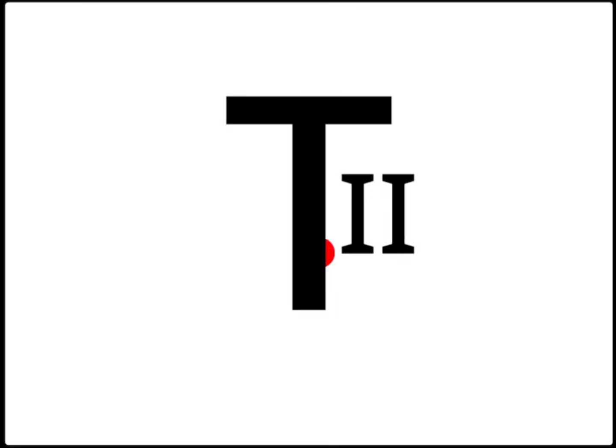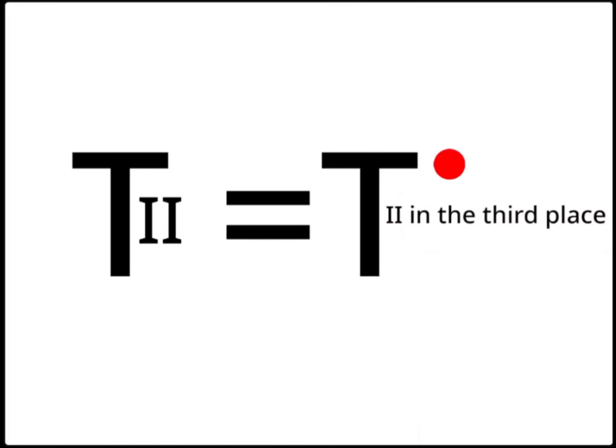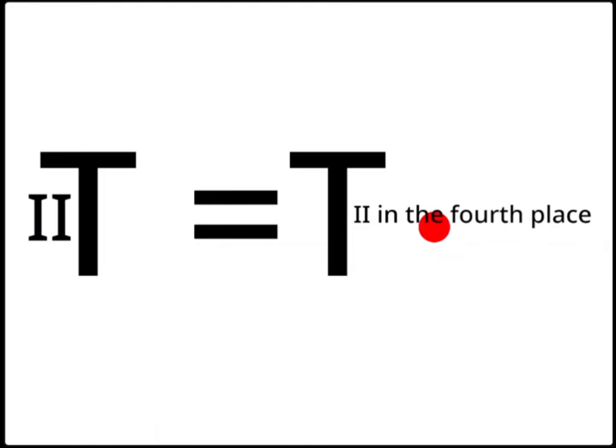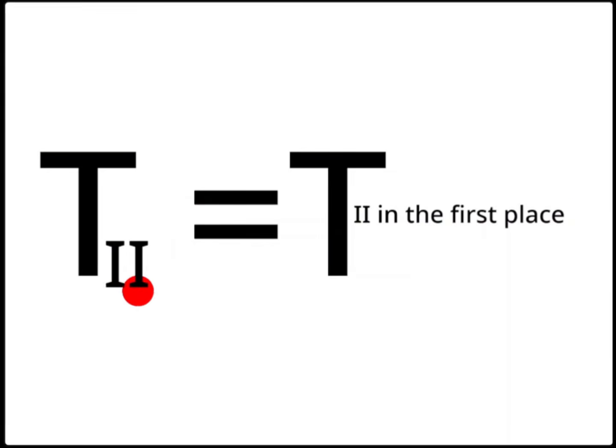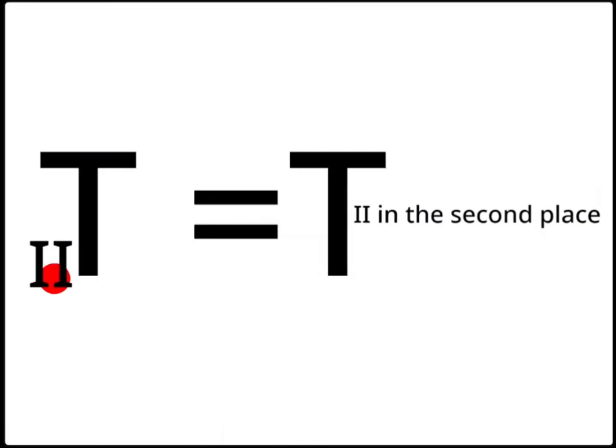So this T with a 2 here can be written as T with I in the 3rd place. So it's the 3rd orientation of subscripts. Then this would be I in the 4th place. This would be I in the 1st place. This would be I in the 2nd place. So we're just doing the same thing all over again.